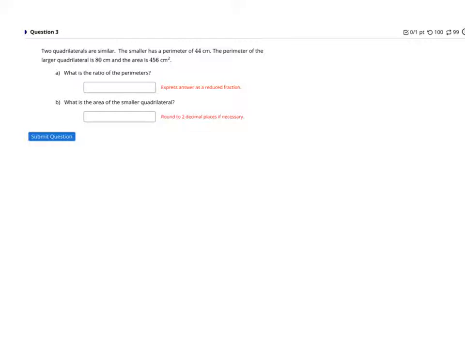What is the ratio of the perimeters? Well, the ratio of the perimeters is my linear ratio, so that will be 44 over 80. Make sure you reduce this fraction. In my case, it will reduce to 11 over 20, and that's going to be your answer for letter A.